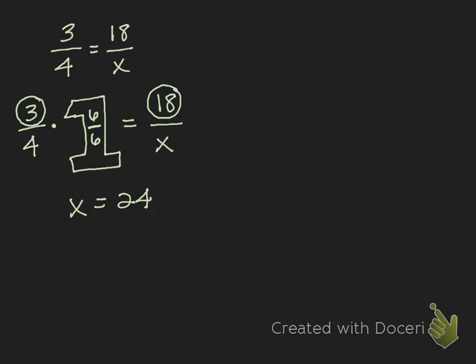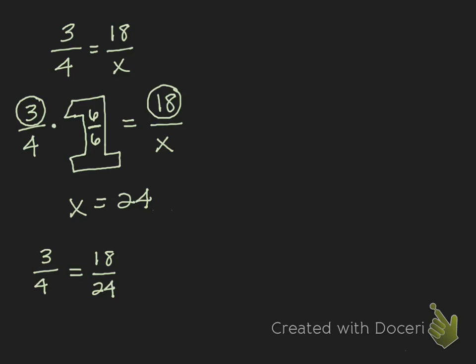Using the numbers that I now have, I can make the statement that 3/4 is equivalent to 18 24ths. If I simplify 18 24ths, it gives me 3/4. If I multiply 3/4 by 6 over 6, it gives me 18 24ths.